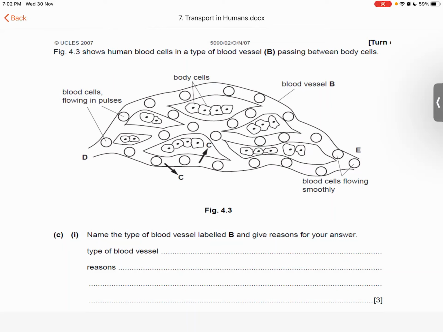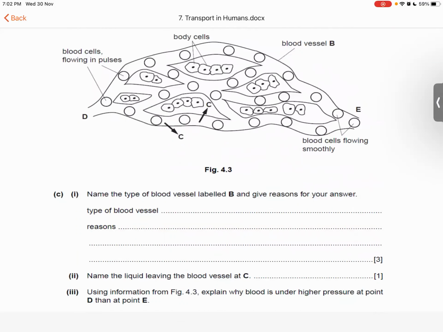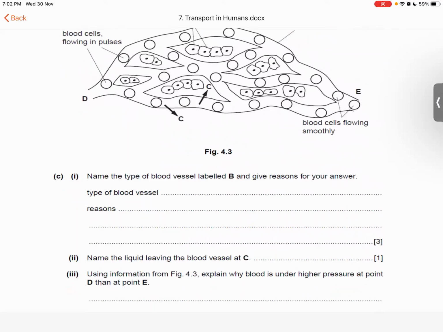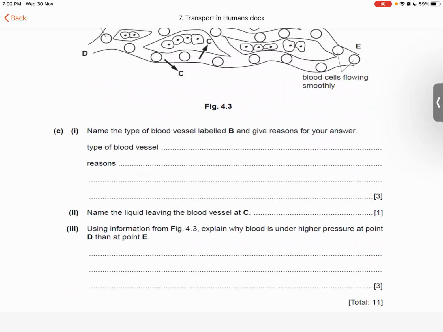That end which is E is closer to the veins, and the veins always have a low pressure because they are carrying the blood to the heart. The flow of the blood in the veins is very, very slow. So if the flow is slow, the pressure will also be low. Look, questions like these. What did I say? In fact, let's just take out the mark scheme and look at the answer. This is November 7.